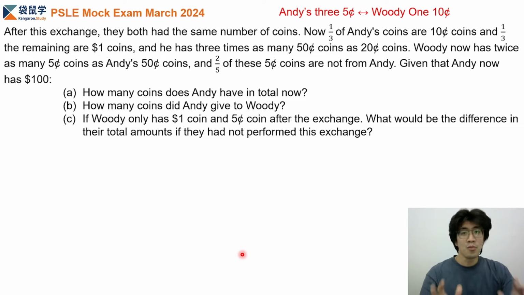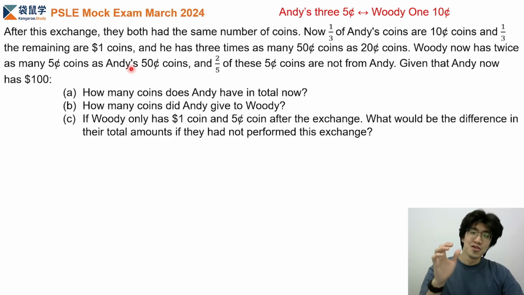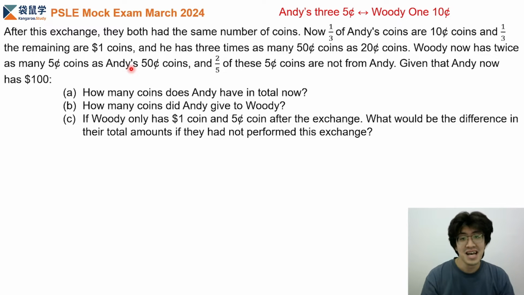All right? Now moving on to the second paragraph. Now if you look at the second paragraph, we see a lot of coins, right? A different kind of coins, and there are a lot of fractions, 1/3, 1/3, and 2/5. Now what is the best way for us to try to visualize everything? Well, I already gave you a hint. It is to draw the model. So let's see how we can draw the model.